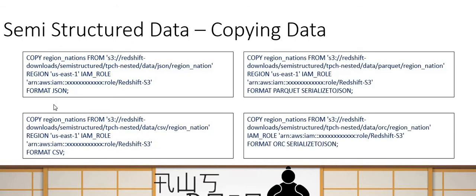It could be in a JSON format. It could be a CSV format. It could be a Parquet or ORC format. Your data which you're trying to copy through the copy command could be any of these formats, and then you can run this copy command to copy data, or bulk copy data, from these files to the table which has SUPER data type based columns to store the JSON document.